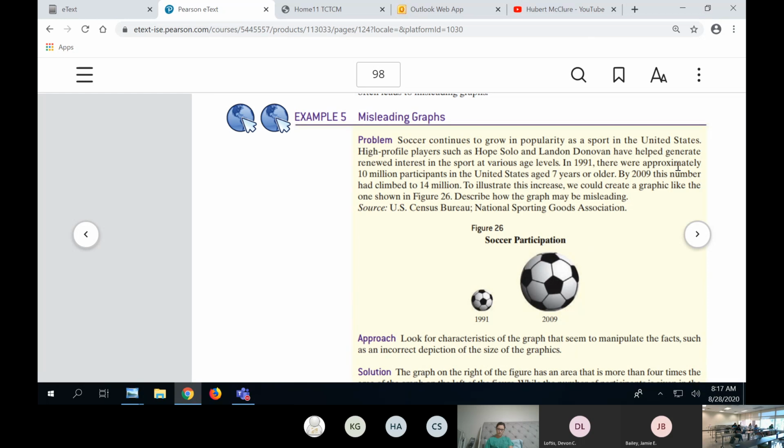All right, somebody tell me if this graphic of the two soccer balls is misleading? Yes or no? You got a 50-50 shot. Is it a misrepresentation? Okay, I'm getting some nods, yes. Somebody tell me why. Well, I'll help you out.